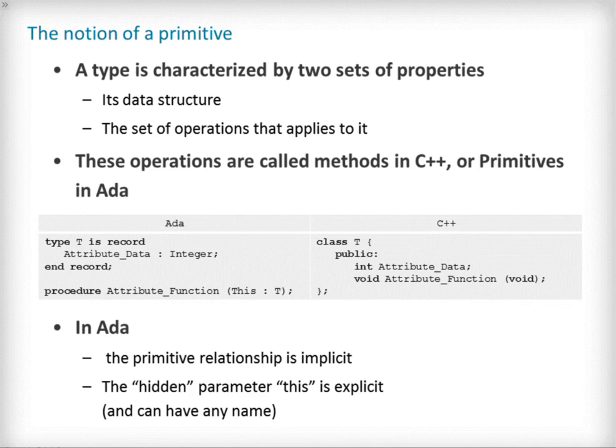Here is semantically similar code in Ada and C++ that shows an Ada primitive operation for the record type T called attribute function, alongside a C++ class definition with a public function with the same name, attribute function. In Ada, the relationship is implicit between the type and the primitive, yet it does require the equivalent of the C++ this or the Python self parameter. However, it can have any legal parameter name.